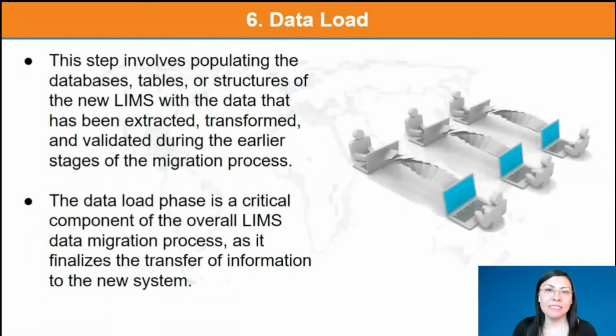The final step is the data loading. This step involves populating the databases, tables, and structures of the new LIMS with the data that has been extracted, transformed, and validated during the earlier processes. This phase is critical for the overall LIMS data migration process as it finalizes the transfer of information to the new system. By loading the data and starting to use the LIMS, and following these steps, we can make sure that we are going to be working with accurate, reliable, and updated information.